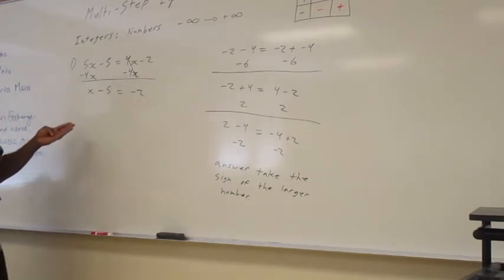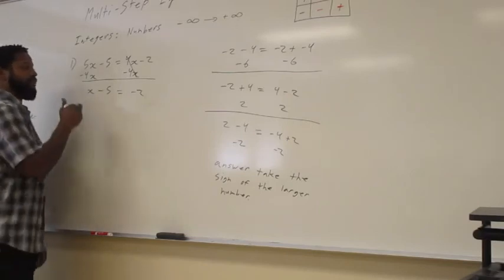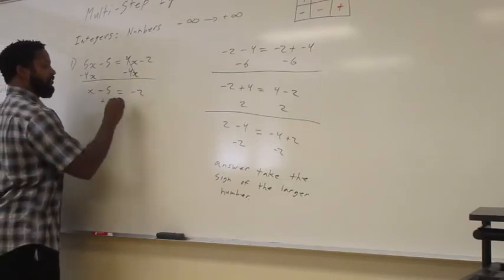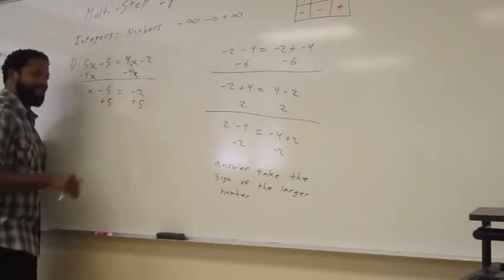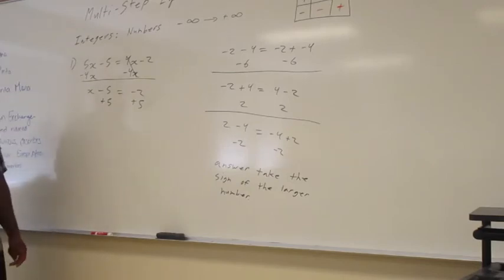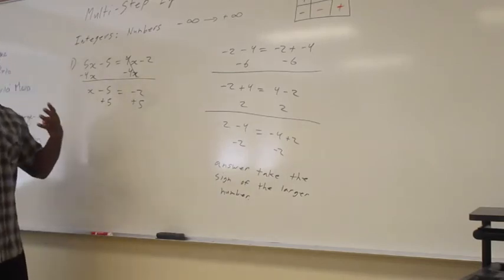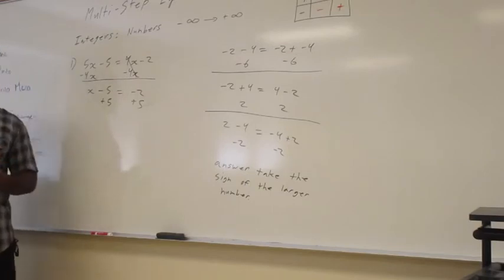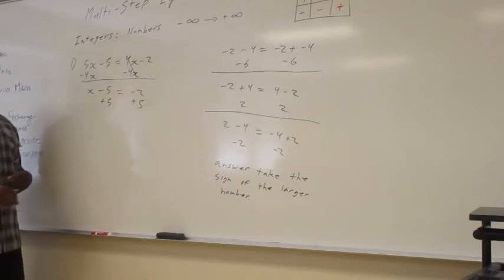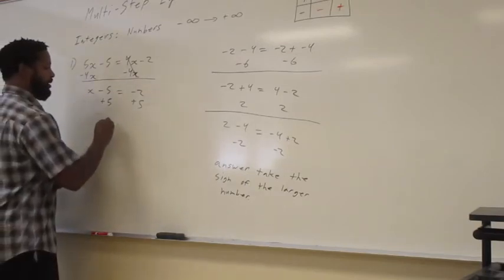Get the x by itself. Add the 5. Add it. I'm done. X is equal to a positive what? 3. There we go. It took me a second. It's okay. X is equal to positive 3.